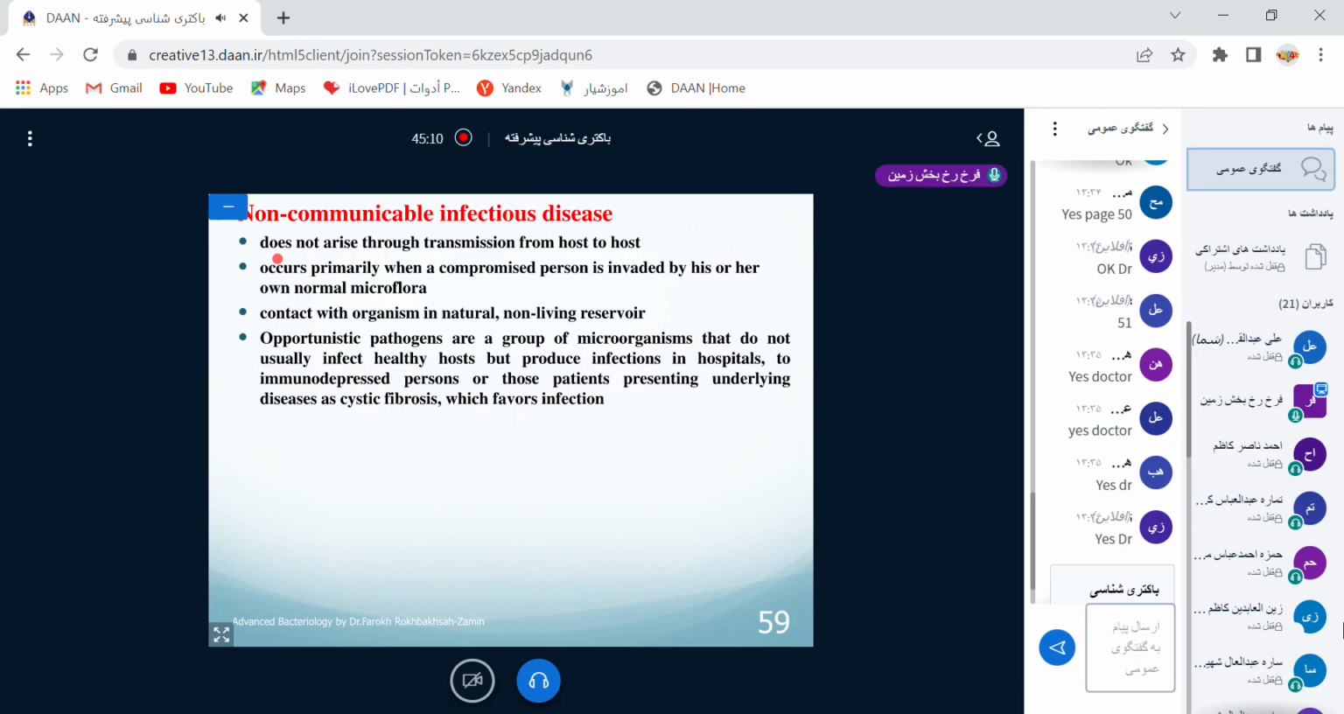So what are they? It occurs primarily when a compromised person is affected by his or her own normal microflora. Sometimes some microbes are with us without showing any disease. Some of them live in our body, receive food, but they are harmless, without any side effect, without producing any problem. But some of this microflora, when my immune system is low, cause signs and symptoms. So afterwards, I have something to say to the physician. Before that, not.